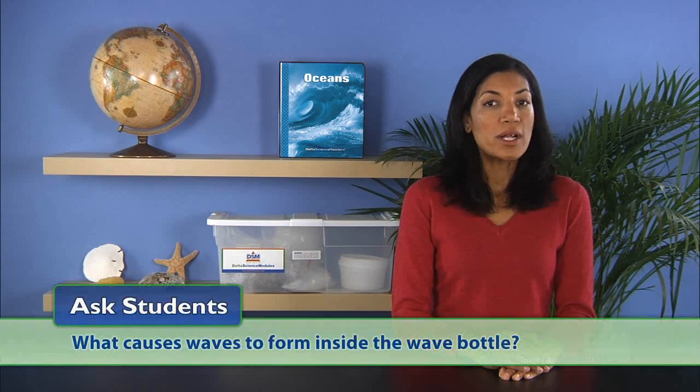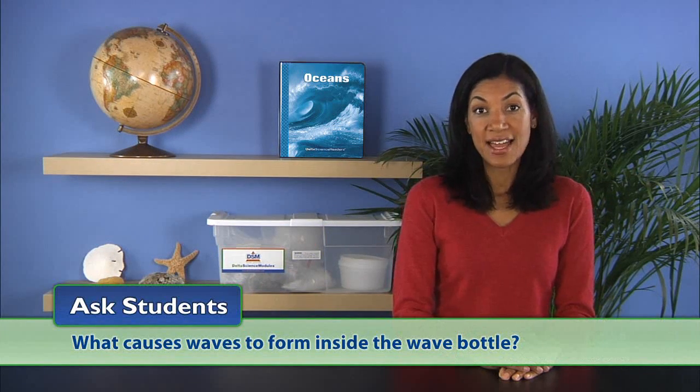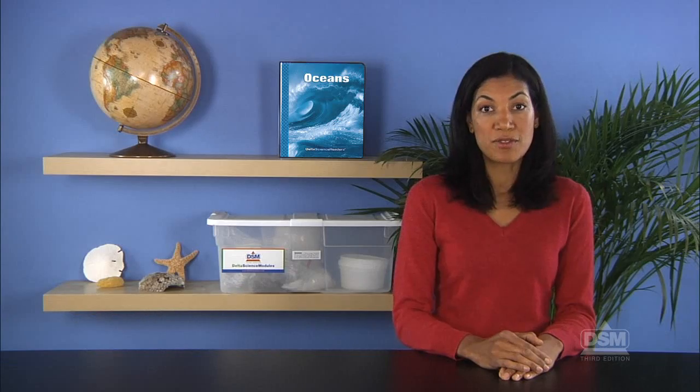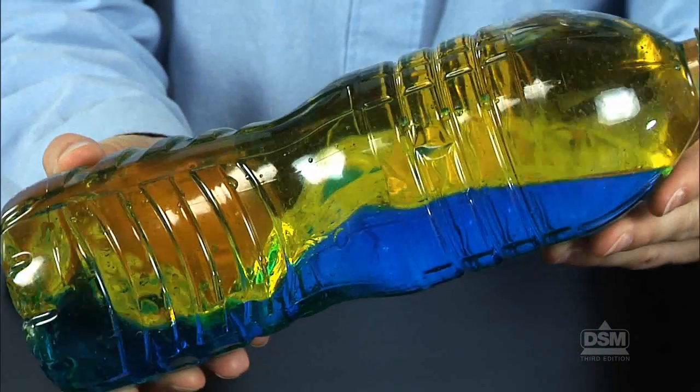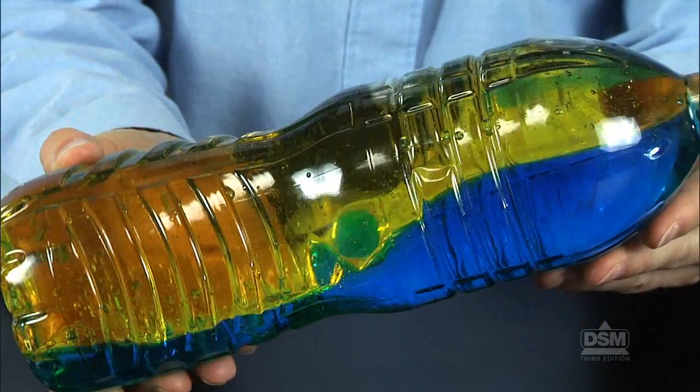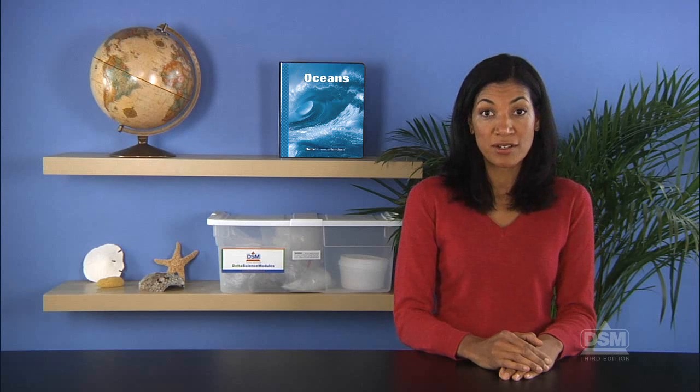Then ask, what causes waves to form inside the wave bottle? Students should identify the force of gravity as well as the walls of the bottle, which cause the oil and water inside to slosh about, forming waves inside the bottle. Explain that waves form in water when a force pushes, pulls, or in some other way disturbs the water.